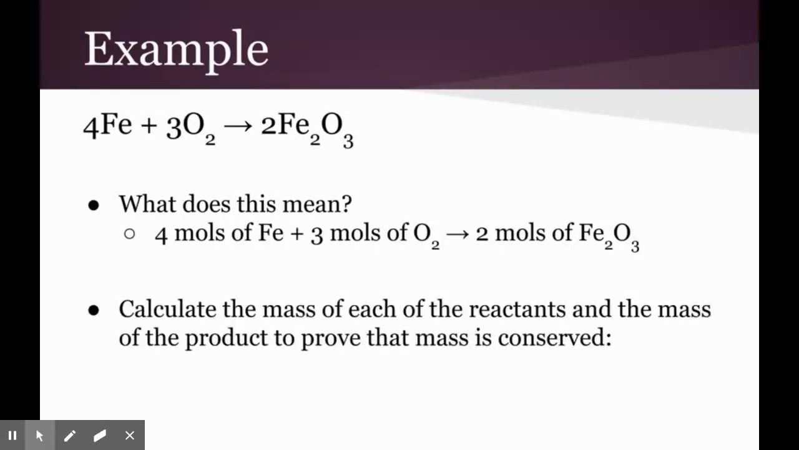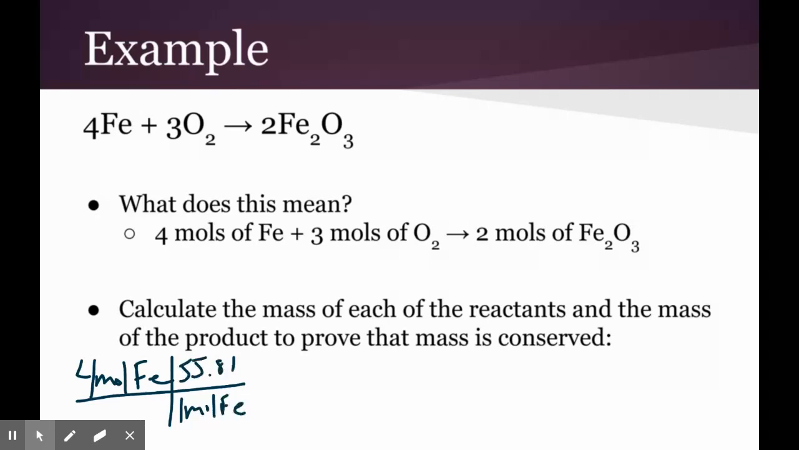So we can calculate the mass of each of the reactants and the mass of the product to prove that mass is conserved. So if we have 4 moles of iron, remember to convert to mass, you're going to multiply by the molar mass of iron, which is 55.84. And that gives us a mass of 223 grams.